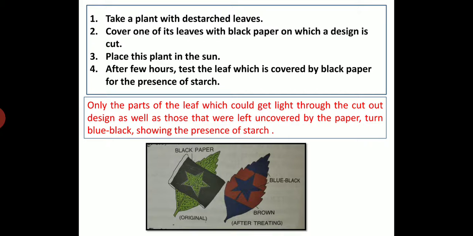How? See, first we need to take a plant and again we need to destarch the leaves by placing it in the dark for 1 or 2 days, okay? Then we have to cover one of its leaves with black paper on which a design is cut. See, a design like a star is cut in that black paper and we need to cover the leaf. Okay, this is the original leaf. We are covering that leaf with a black paper where a design is cut. Suppose the design in this case is a star.